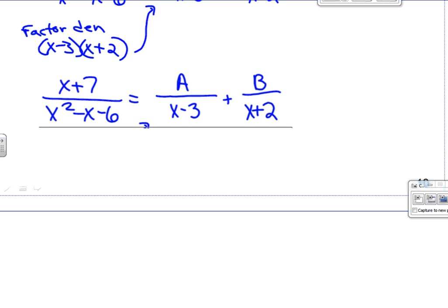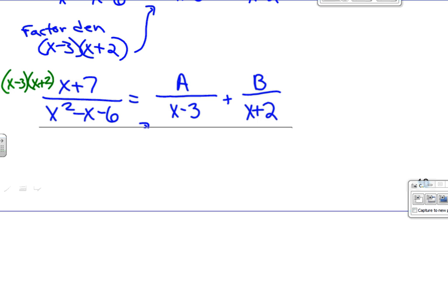So our next step is just to clear the fractions by multiplying by the common denominator. And if we've done everything correctly, that is the common denominator, correct? So my common denominator is that factored denominator. I'm going to multiply, and I'll write them in as fractions. x minus 3 times x plus 2 times that fraction, x minus 3 times x plus 2 times that fraction, and x minus 3 times x plus 2 times that fraction.